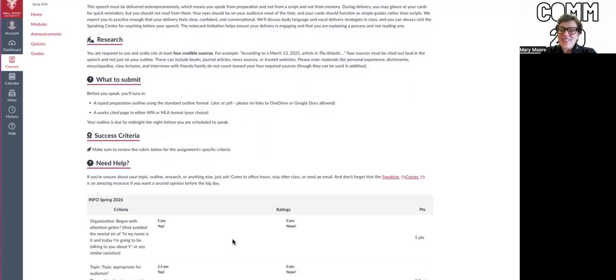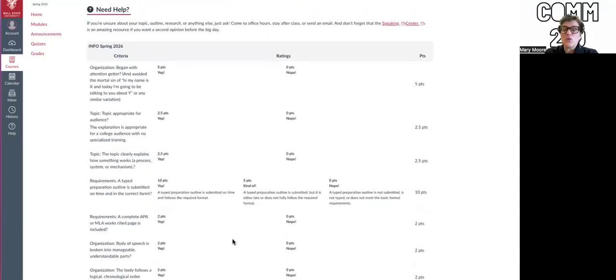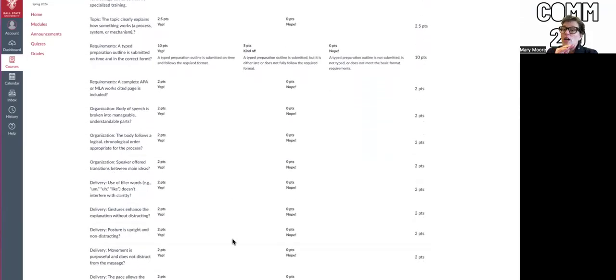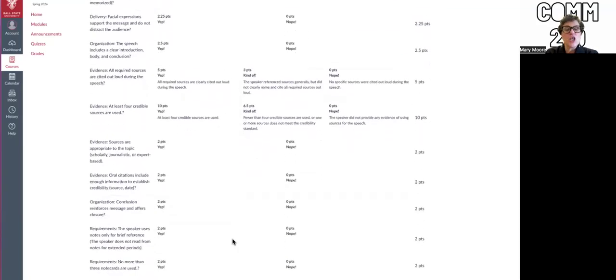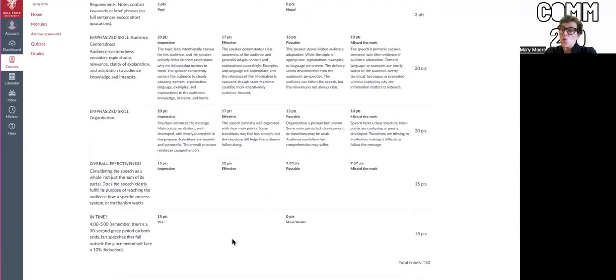As you can see on the description of the assignment, there's a lot of information that includes the rubric, and the rubric will walk you through to make sure that you have all of the elements of the speech so that you can be successful in the speech. The two most important, or the weighted heaviest, in this assignment are two elements. One is audience analysis and one is organization.